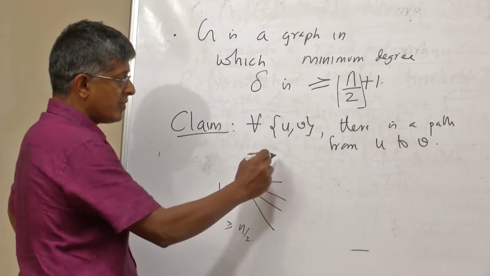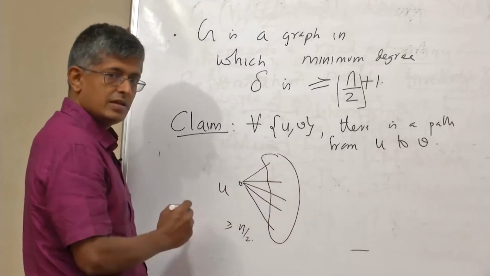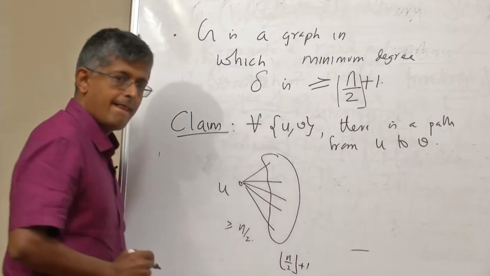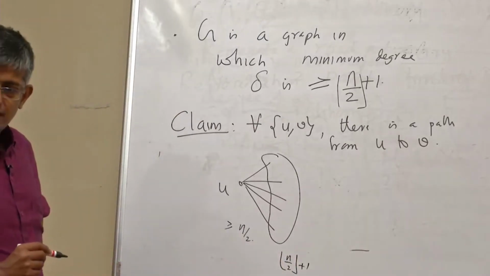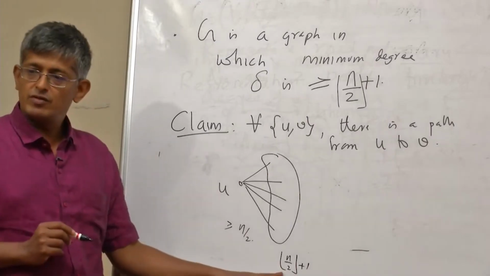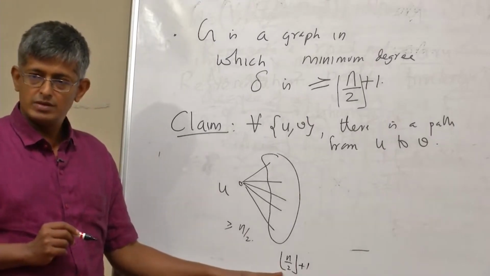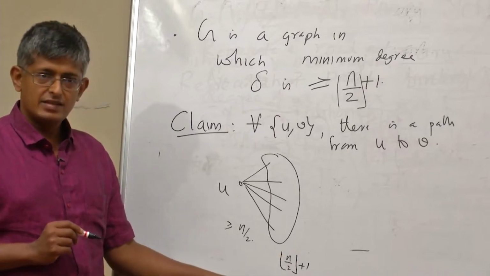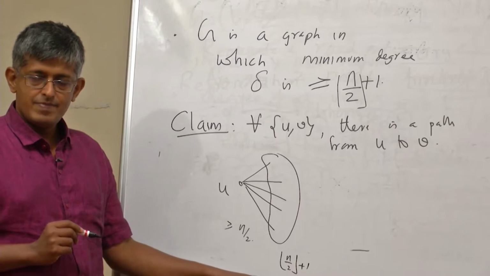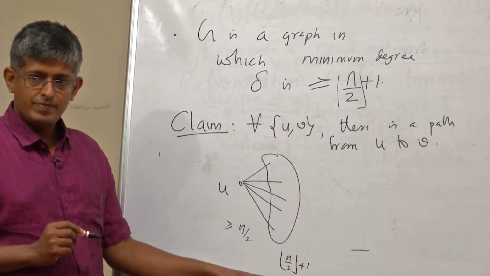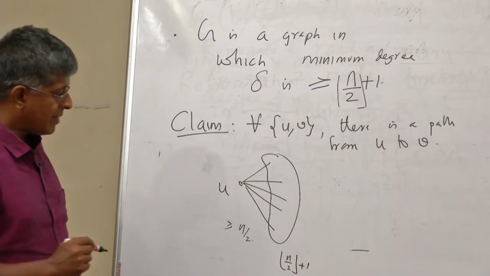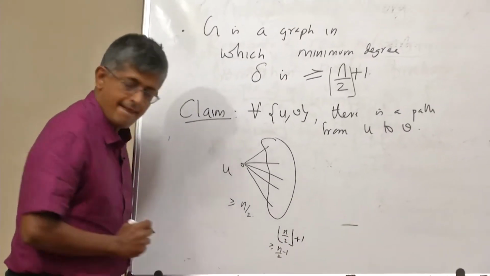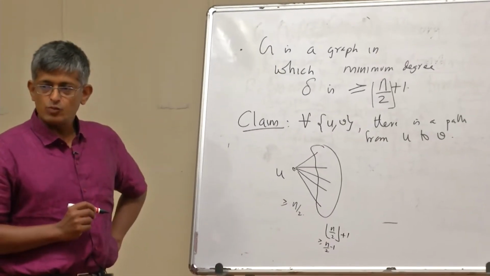Correct? Because how many vertices are here? It is floor of n by 2 plus 1. What is the least value possible for the floor of n by 2, as a function of n? What is the worst that can happen? You can say that this is at least n by 2 minus 1. That's the worst that can happen.